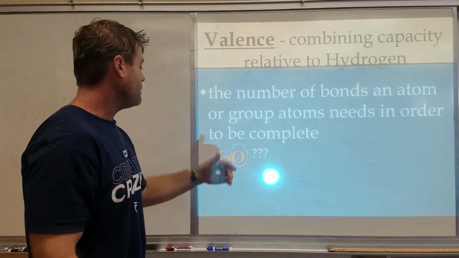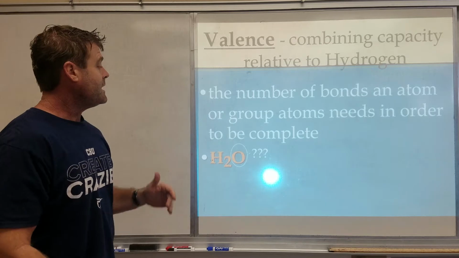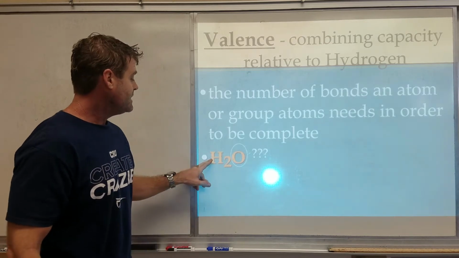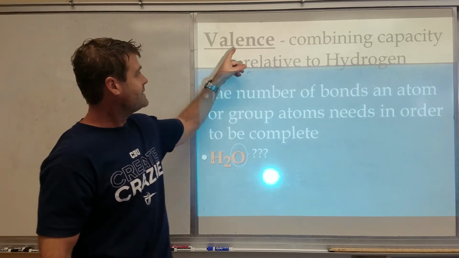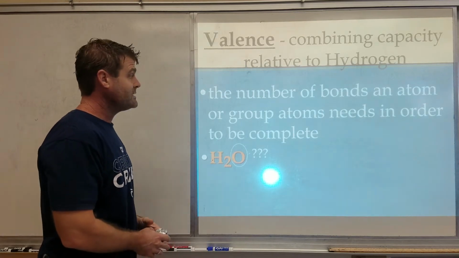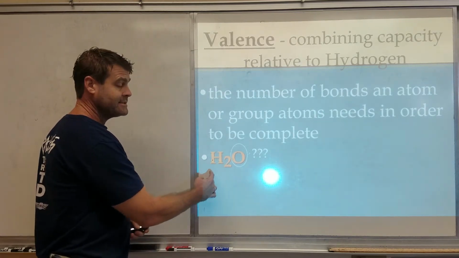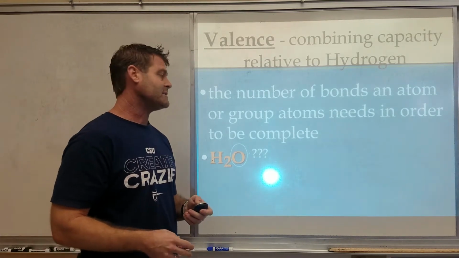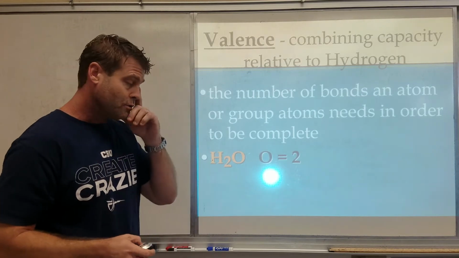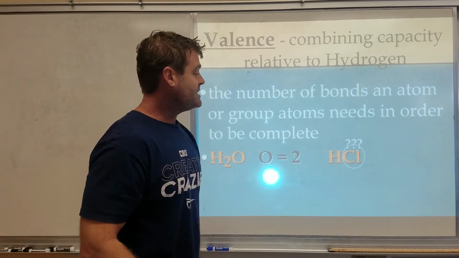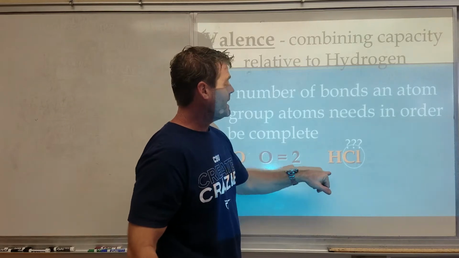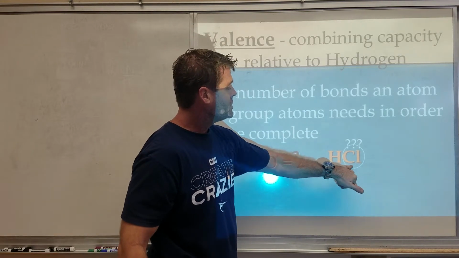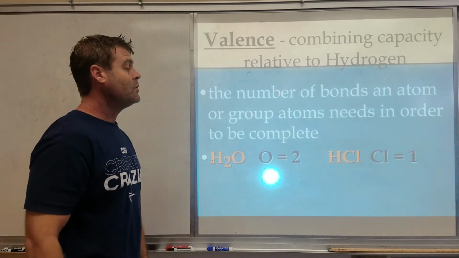So, for example, if we had water, we could then determine what is the valence of oxygen in water. Well, if valence is the combining capacity relative to hydrogen, you can see oxygen binds to 2 hydrogen atoms, so wouldn't oxygen have a valence of 2? Okay? Look at HCl, combining capacity relative to hydrogen. Well, it's a 1-to-1 ratio, so wouldn't chlorine have a valence of 1?